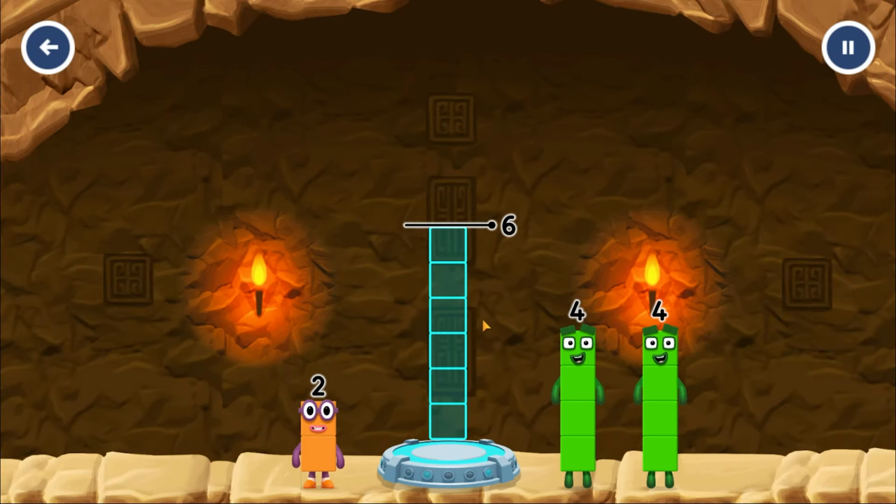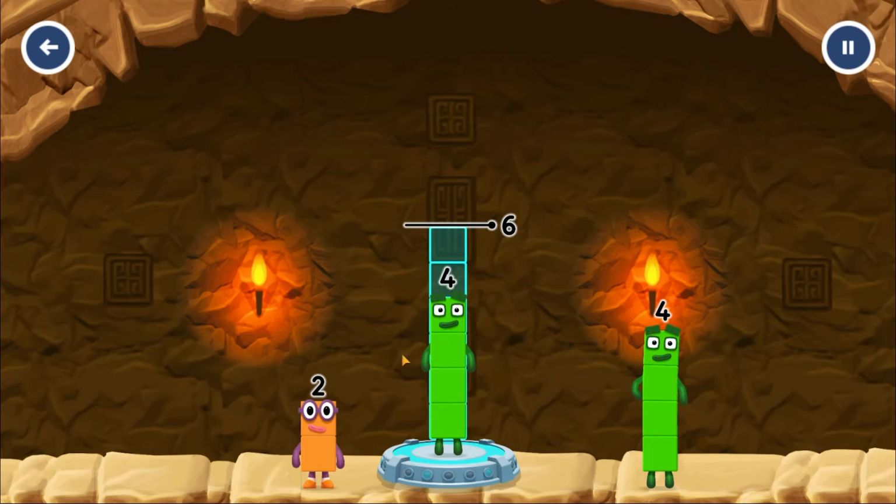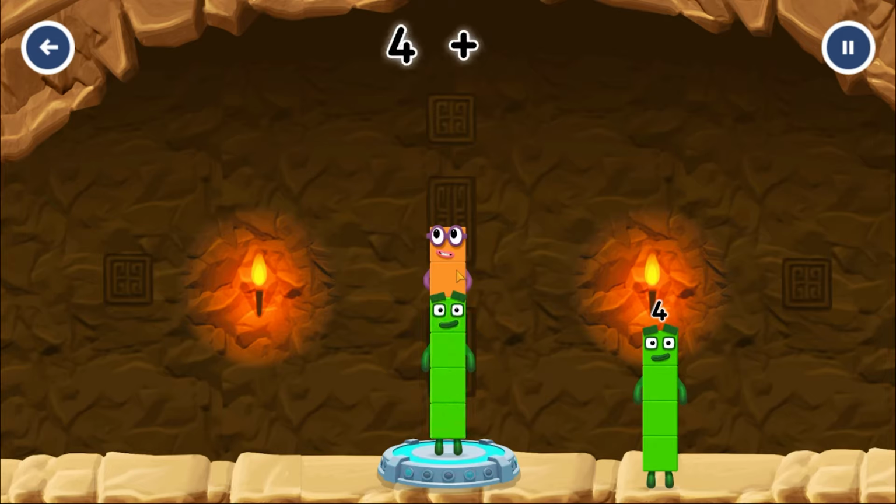Add number blocks to make 6. 4, 2. That's right. 4 plus 2 equals 6.